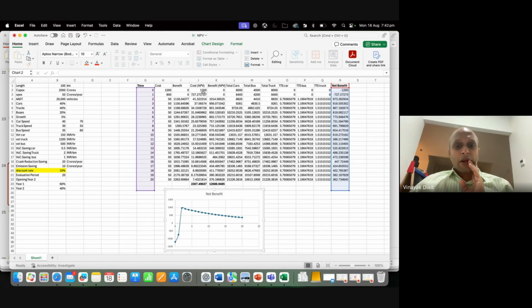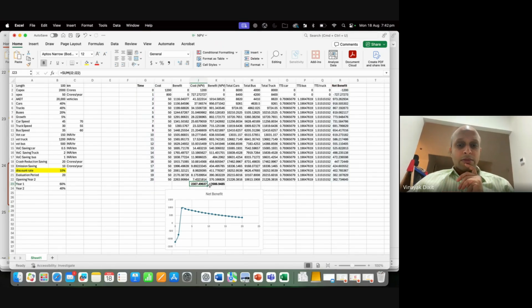So when you're doing this over a 20-year period, you can actually calculate the cost benefit. Now, if I take the ratio of these two, I'm getting a 5.23 cost benefit ratio.